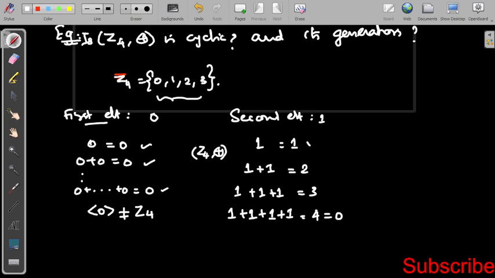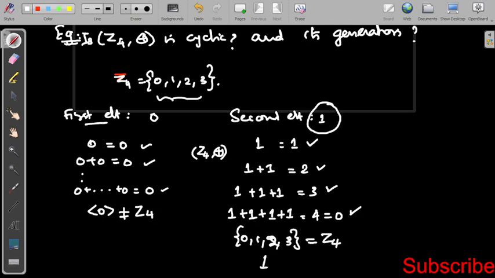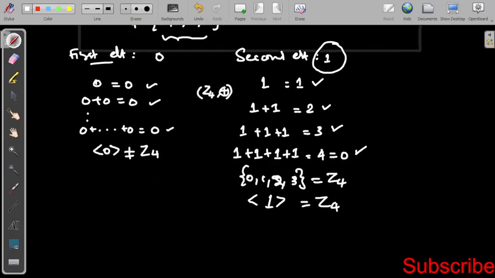So here you can see the elements 1, 2, 3, 0. The elements that exist here are 0, 1, 2, 3, which is nothing but Z4. So we can say the element 1 generates the whole group Z4. Hence we can say that 1 is the generator. The element is important, remember, the element 1 is the generator.